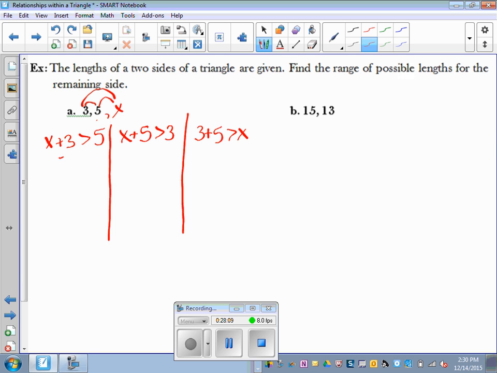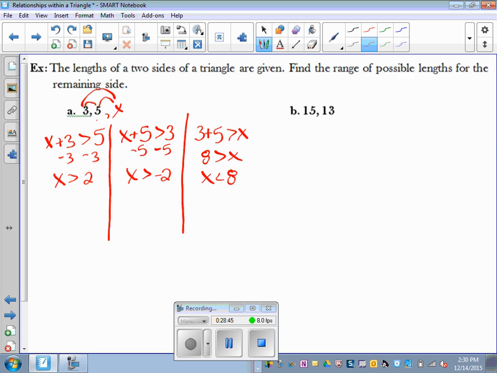Well, let's solve for x. Subtract 3. I get x is greater than 2. Solve for x over here. Subtract 5, I get x is greater than negative 2. Then let's solve over here. I get x must be less than 8. I'm going to turn that around if you like to have x on the left. Okay? So these are the conditions placed upon x. Let's see if we can compile it together in one statement.